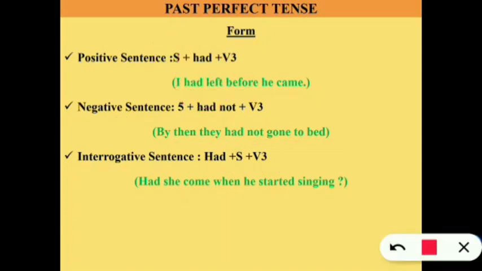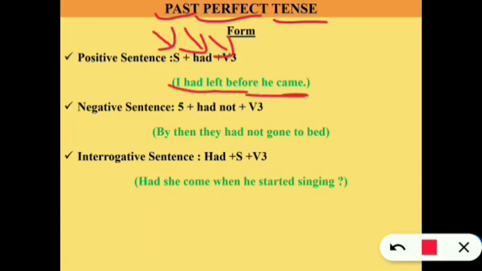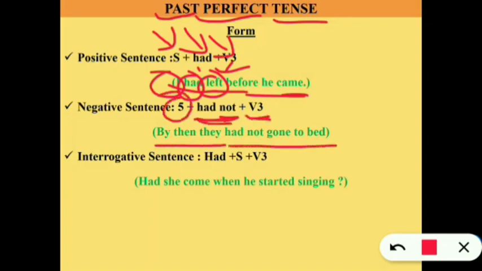Let's see the form of past perfect tense. In past perfect tense, the form will be subject, had, and then verb 3. Example is, I had left before they came. I, subject, had left, verb 3, before he came. Okay. In negative sentence, we use not. Subject, had not, and verb 3. By then, they had not gone to bed.